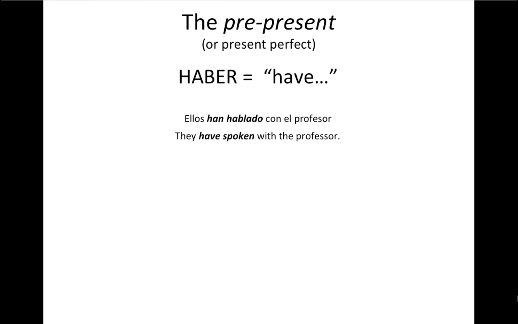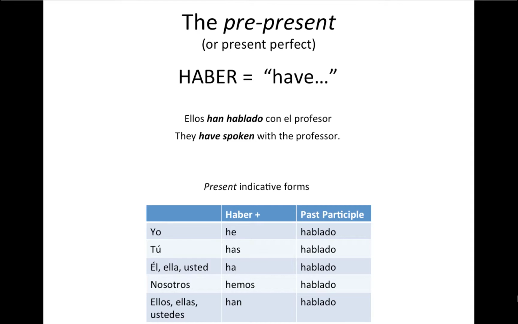Let's look at how haber is used to put something slightly before the present. Ellos han hablado con el profesor. They have spoken with the professor. These are the present tense indicative forms of haber.